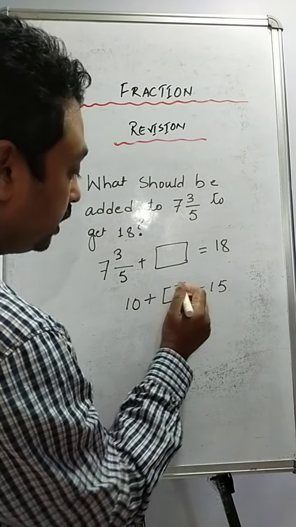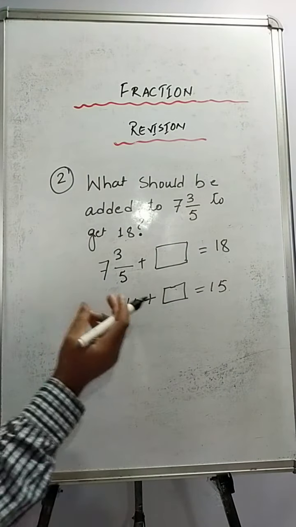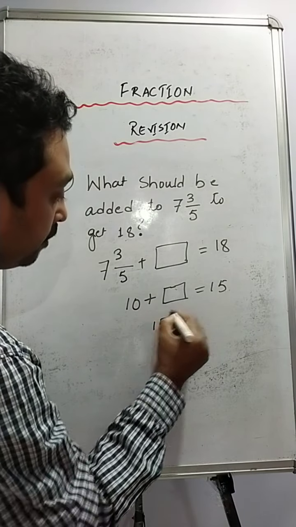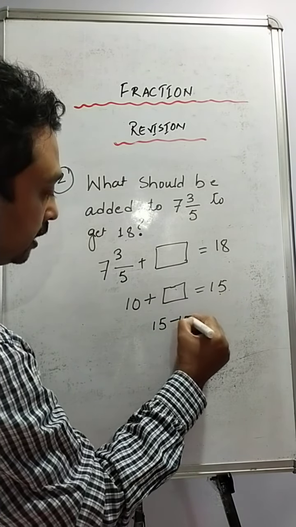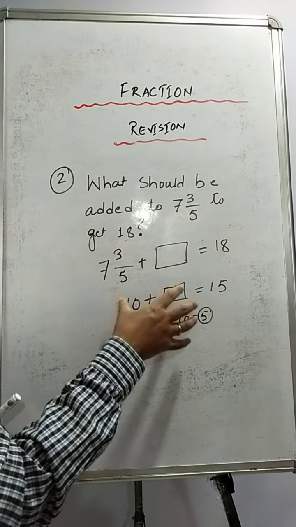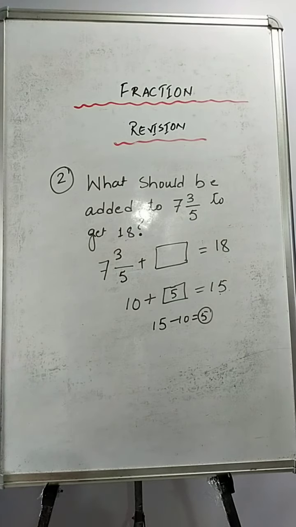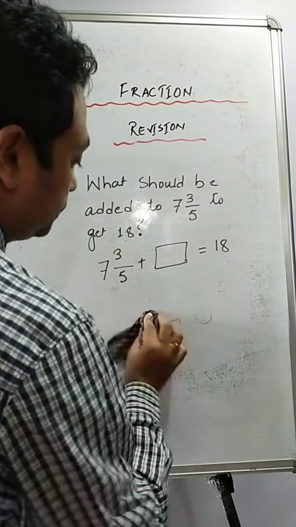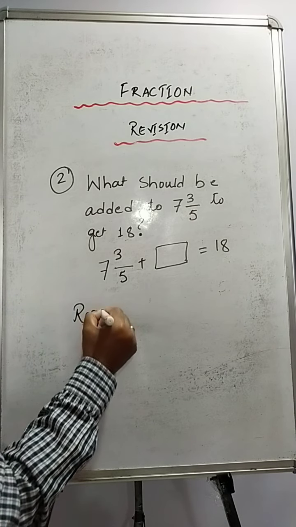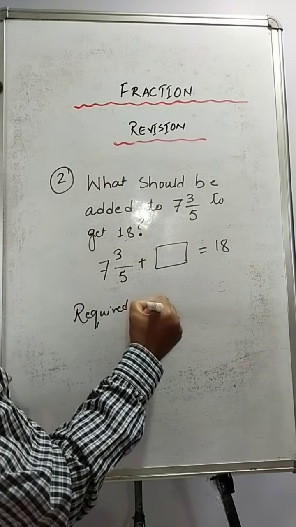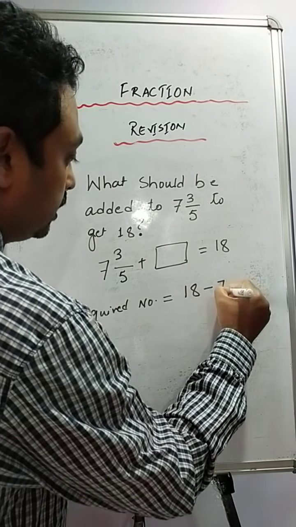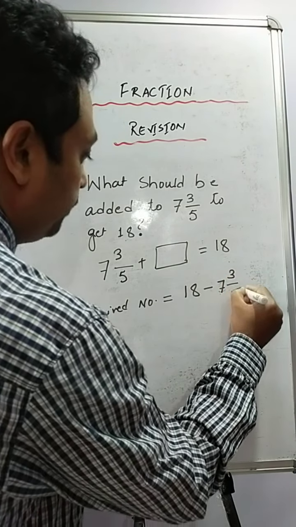Now what exactly are we doing? We have to understand the concept. The concept is that we are subtracting 10 from 15, that means 15 minus 10, that is 5. This is how we are getting 5. So the same concept we'll use here. Let's do it. The required number would be 18 minus 7 3 upon 5.